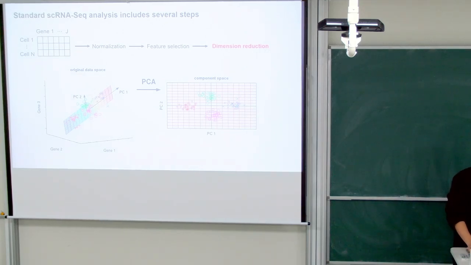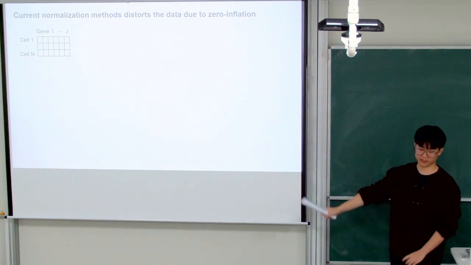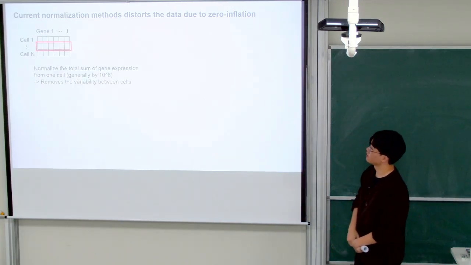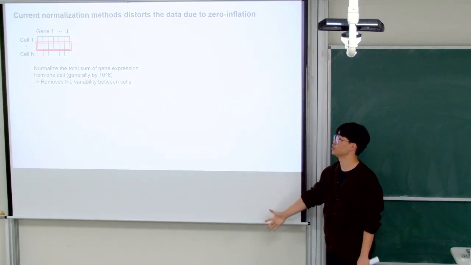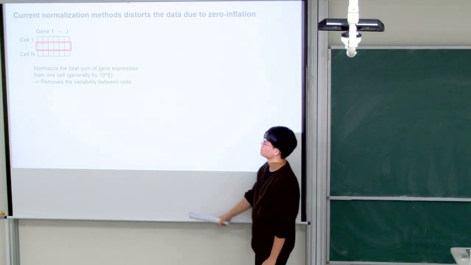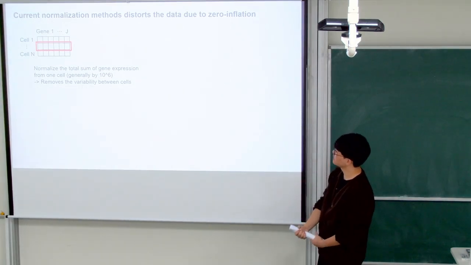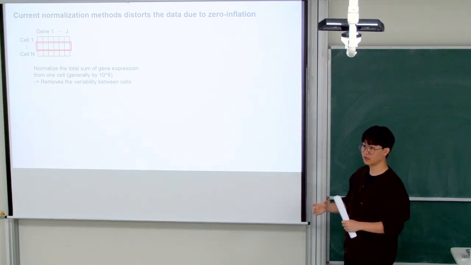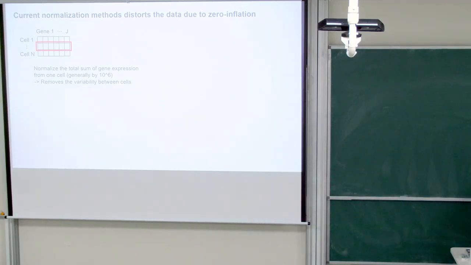But the problem about the normalization is, when we have the original data, how do we normalize this? First, for each cell, we normalize the total sum of gene expressions, generally by 10 to the 6, but it's not a constant. Why are we doing this? What is a normalized total sum? Can you explain what is a normalized total sum of the gene expression?